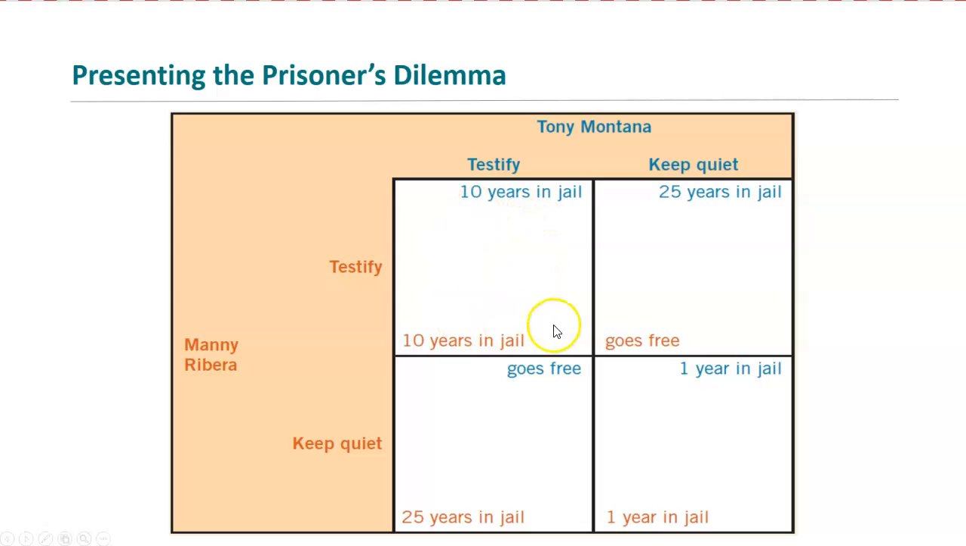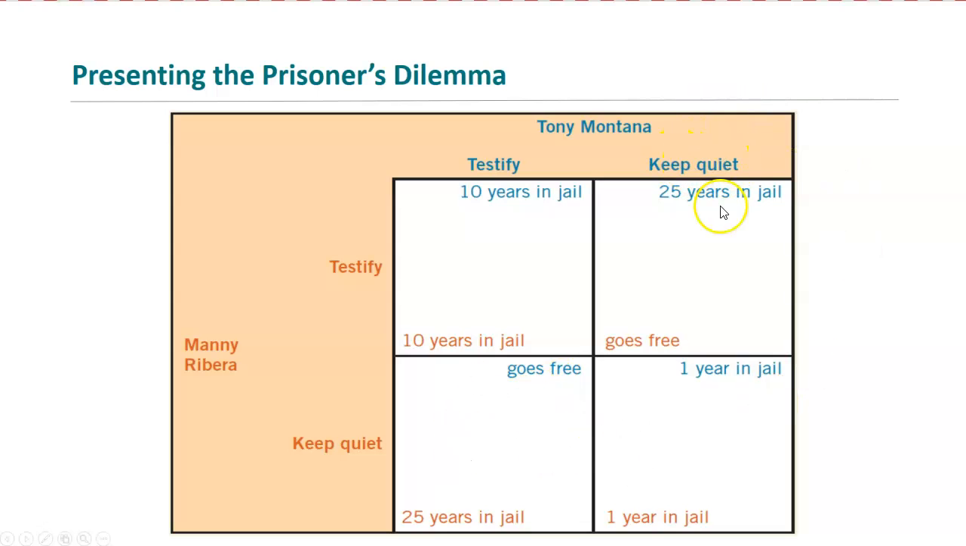And the boxes in this table, the cells in the table, tell us the outcomes if that combination of choices happens. So if Tony testifies and Manny testifies, we're in this cell here. Each of them gets 10 years in jail. If Tony keeps quiet, but Manny testifies, Tony gets 25 years, Manny goes free. And similarly down here, if Tony testifies, Manny keeps quiet, we're here.